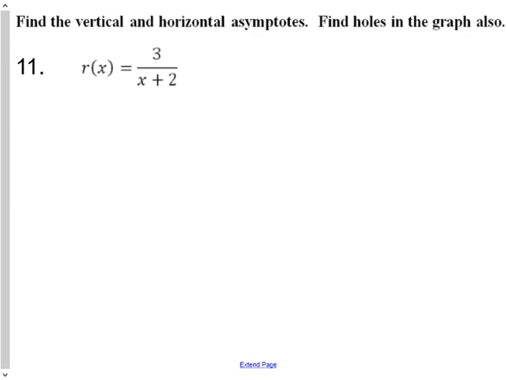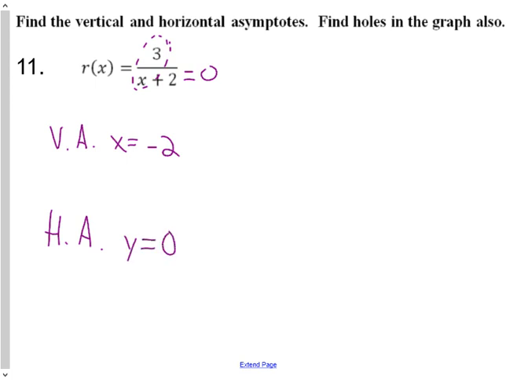Moving on. And we'll just have a handful more of these: find the vertical and horizontal asymptotes, as well as the hole. So again, if you're getting these, you can go ahead, try it on your own, and then check your answer. So denominator equal to 0, opposite of x plus 2 is minus 2. And then checking out 3 over x, we're getting y equals 0.